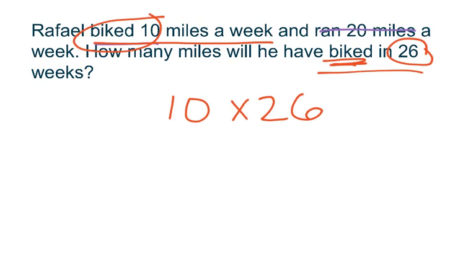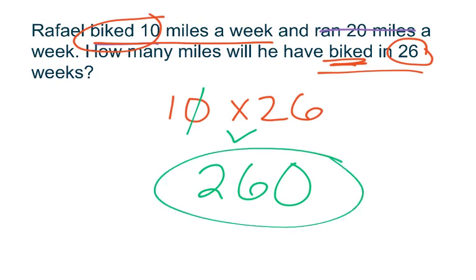This one's really easy for me to solve. I don't even need to worry about drawing a model. What I'm going to do is cross that 0 out, place it in my product. Now all I have is 1 times 26, which gives me 26, and there is my product. 260 miles is what he biked.